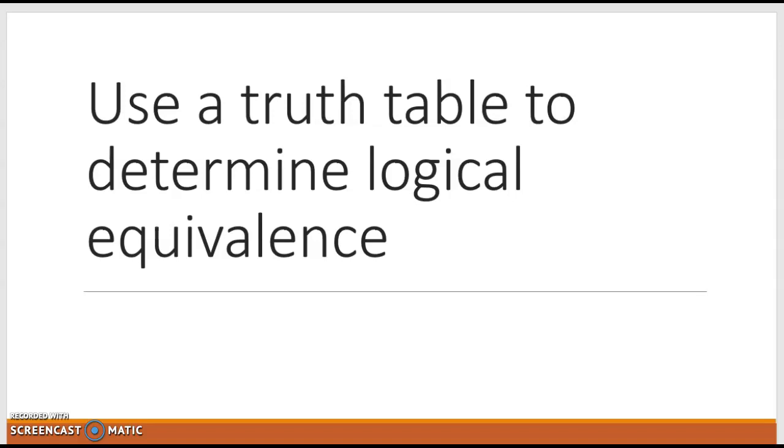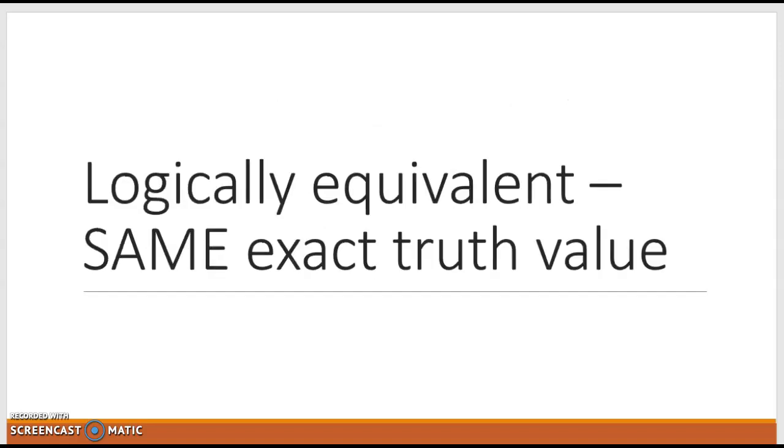Right, we are going to use a truth table to determine logical equivalence. So let's first just revisit, what does it mean for statements to be logically equivalent? Well, basically, that's just the same exact truth value. So if we're looking at a truth table, we need to have identical lines. So they need to be the same true, false, or whatever the line happens to be. If they are the exact same, then we have a logically equivalent statement.